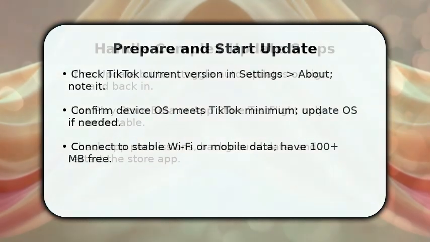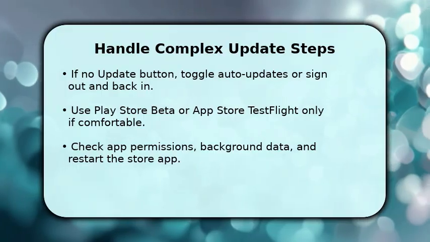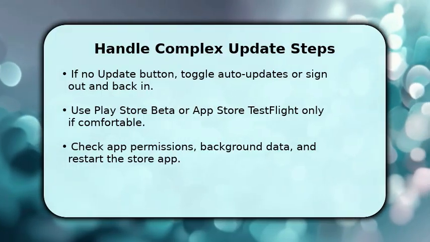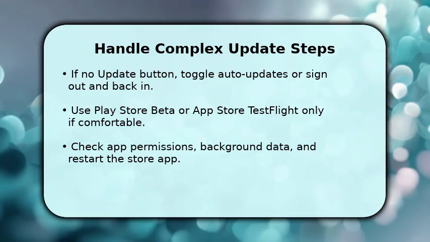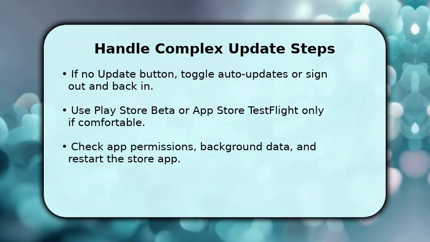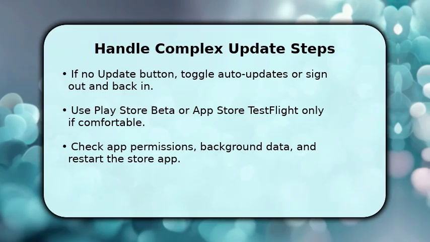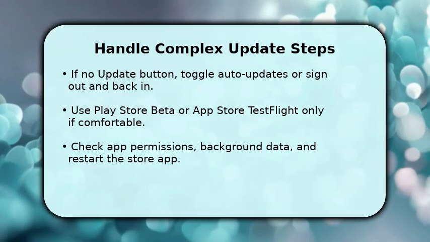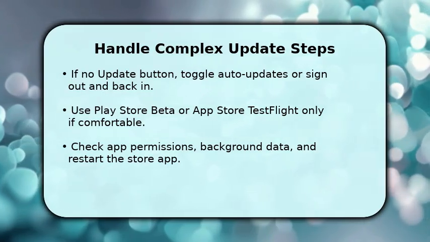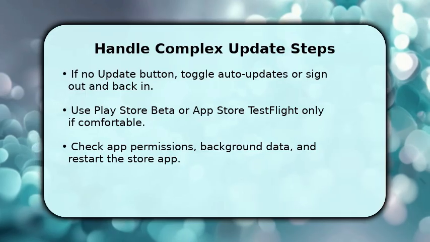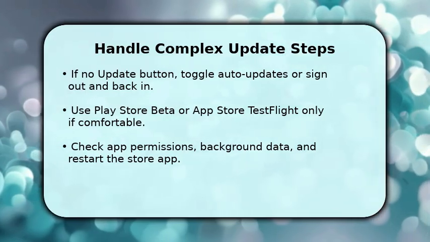If the store shows Open instead of Update, you have additional steps. Toggle auto updates in store settings, force stop and restart the store app, then check for updates again because caches sometimes hide new versions. If you're on Android and need a newer build, consider the Play Store beta channel. On iOS, use TestFlight only when you know what that means.